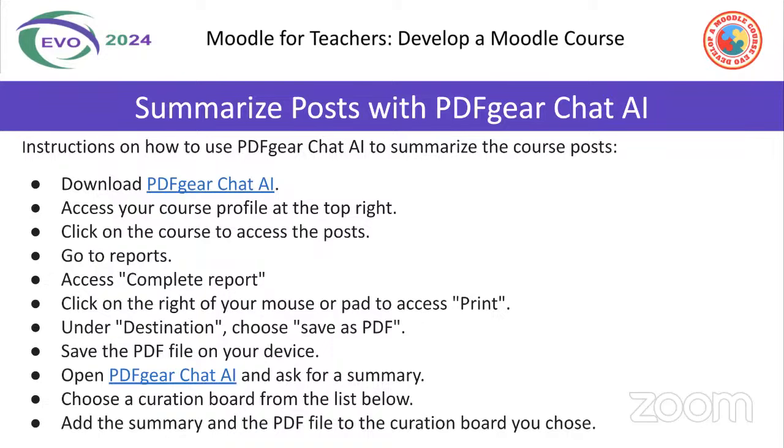So first of all, you download PDF Gear Chat AI, and then you access your course profile at the top right. Click on the course that you want to access the posts. All your posts, they're all there. And then go to the reports. Now, there are a few reports. You're going to choose complete report so that you can get all the discussion forums, all your responses. You can't get anybody else's, only yours, okay? For privacy issues, you can only access your work, nobody else's.